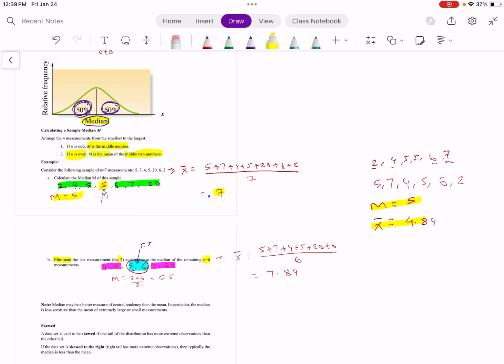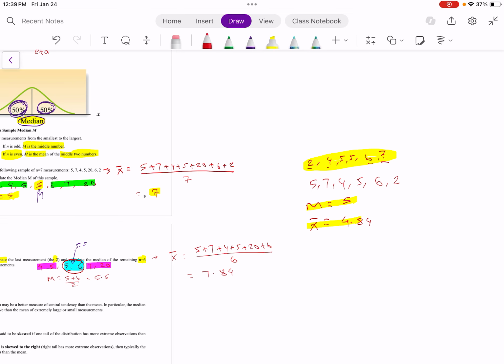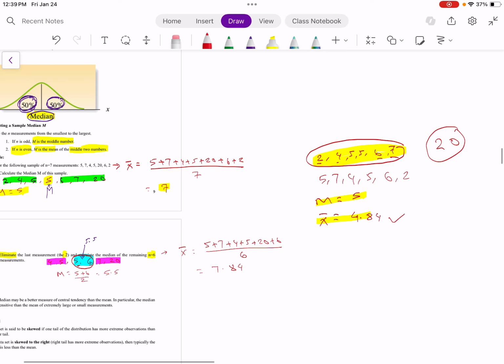So this 20, if you compare these numbers and 20, what can you say? These numbers are very close to each other, right? 2, 4, 5, 5, 6, 7. They are very close to each other. Close to each other means they have less variability. But the 20 is very far. So once we get rid of these extreme values, our mean changes, but it does not affect the median.